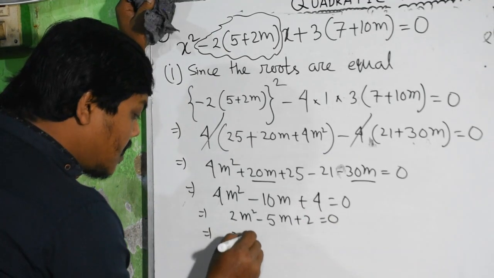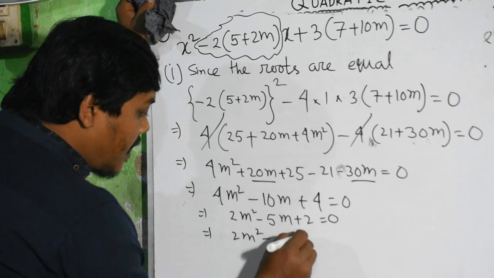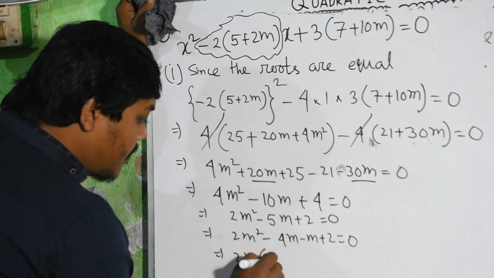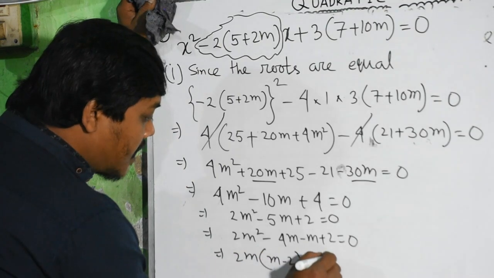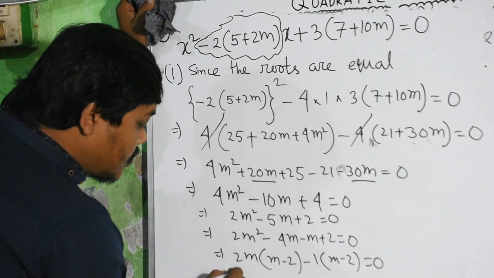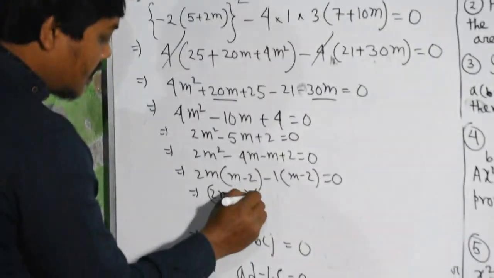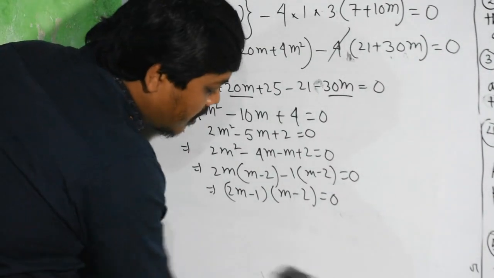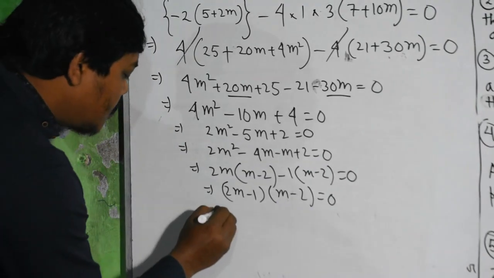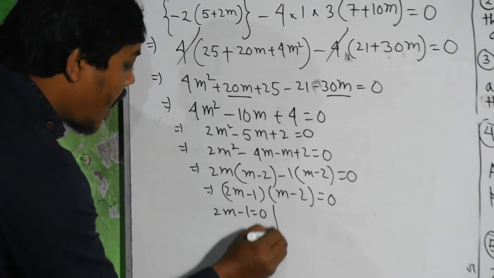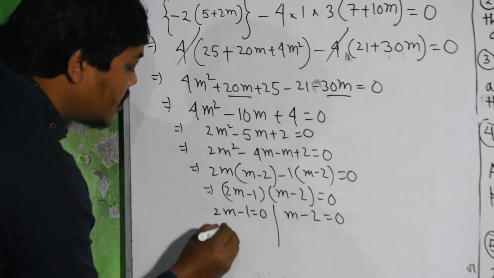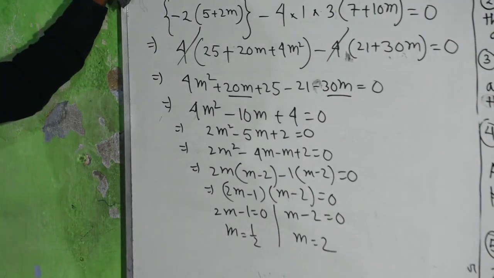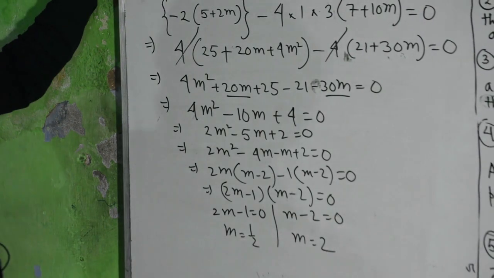After the factorization, we will get 2m square minus 4m minus m plus 2 equals 0, and you take the common part: 2m into (m minus 2) minus 1 into (m minus 2) equals 0. So you will get (2m minus 1) into (m minus 2) equals 0. So what are the values of m? Either 2m minus 1 equals 0 or m minus 2 equals 0, so you will get m equals half and m equals 2. Either m equals half or m equals 2, the roots are equal.